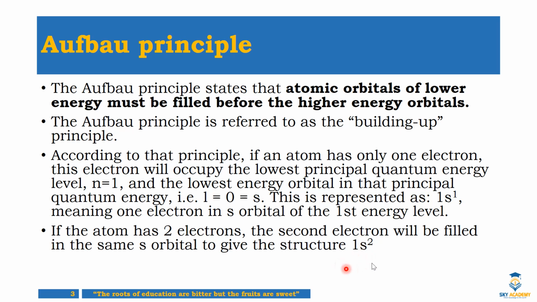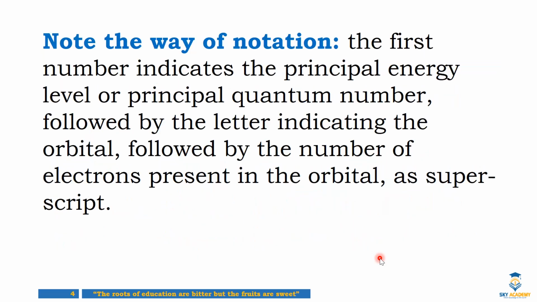So, after filling 2 electrons in s, for example, if we have an atom with 3 electrons, then the third electron will be filled in the second energy level. We have first 1s, we have 2s, so 2s will accommodate the one remaining electron, and then you have 3 electrons. We will get understanding as we proceed with the lesson.